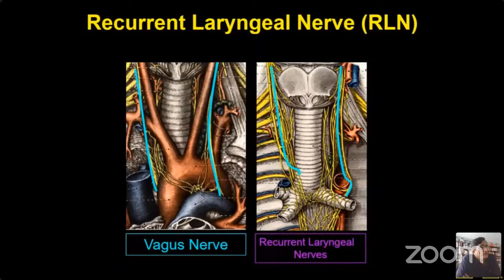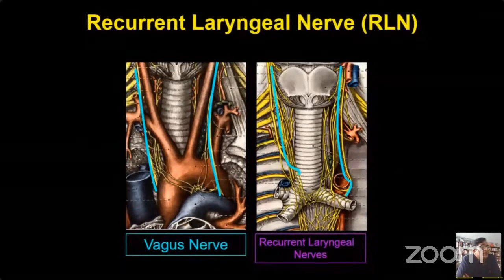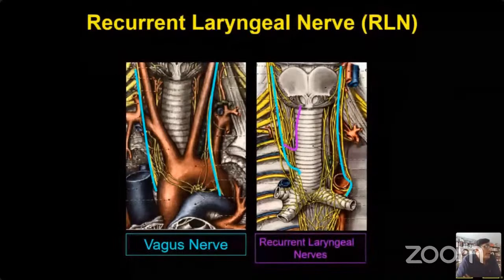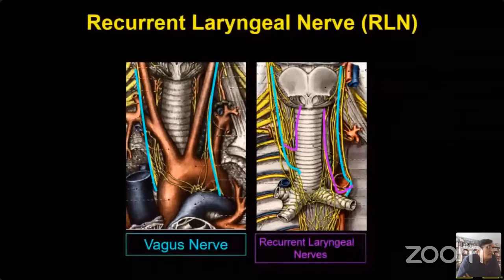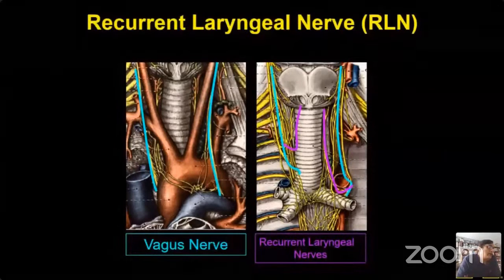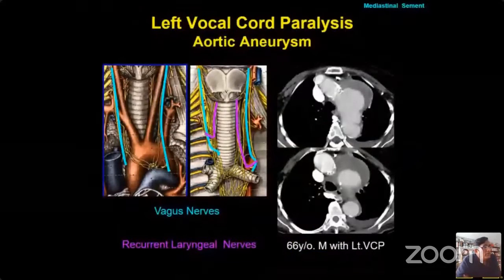So the right vagal nerve, of course, comes down, but the recurrent laryngeal nerve actually takes off a little higher. It takes off just at the level of the right subclavian artery. That's why it is higher. But on the left side, it takes off all the way at the level of the left main bronchus. So this is very important in diagnosis of the vocal cord paralysis.